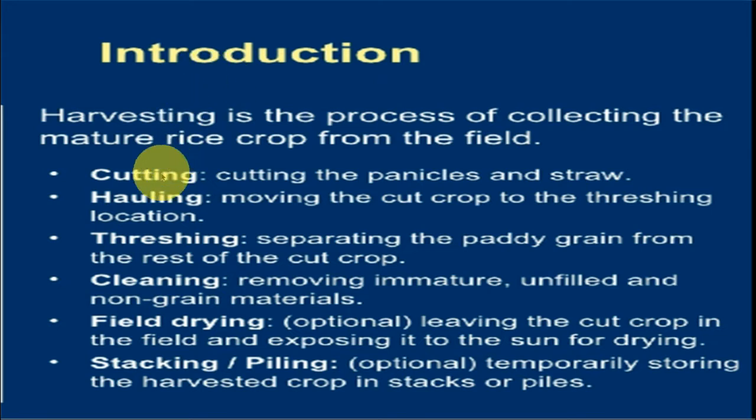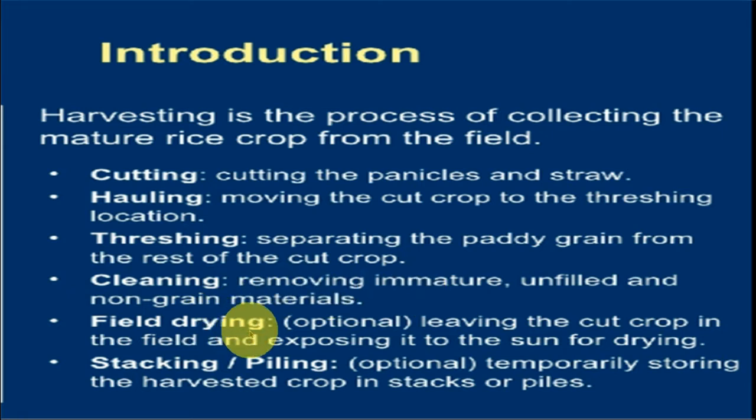And the processes or the steps involved in harvesting are cutting, meaning the panicles and straw are being cut down. Next, hauling, moving the cut crop to the threshing location, and then we will thresh it out by separating the paddy grain from the rest of the cut crop. Here we will remove the waste. Cleaning, removing immature, unfilled and non-grain materials. Apart from the waste, the grains which are not suitable to supply or eat are removed.